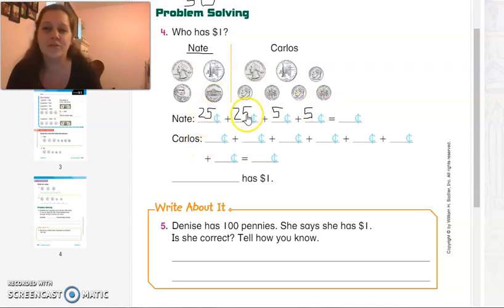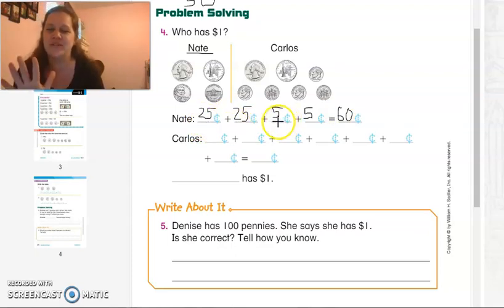Remember, 25 plus 25 is 50, plus 5 more, 51, 52, 53, 54, 55, plus 5 more, 56, 57, 58, 59, 60. Miss Cleveland's losing her brain. Sorry, guys. See, even teachers mess up when they're counting. So 25 plus 25 is 50, plus 5 more is 55, plus 5 more is 60. So Nate has 60 cents in all.